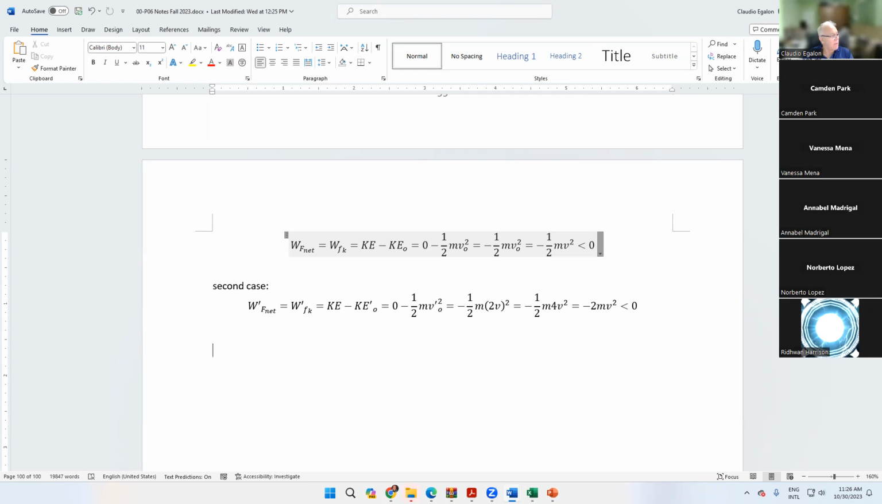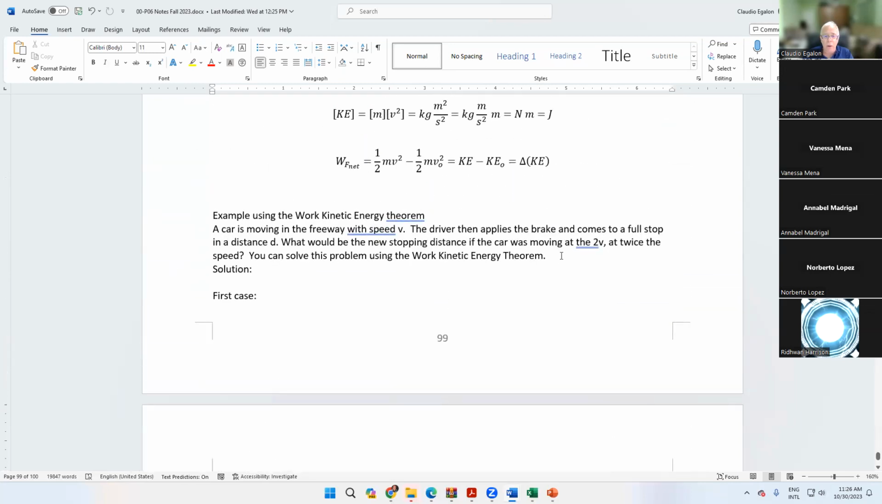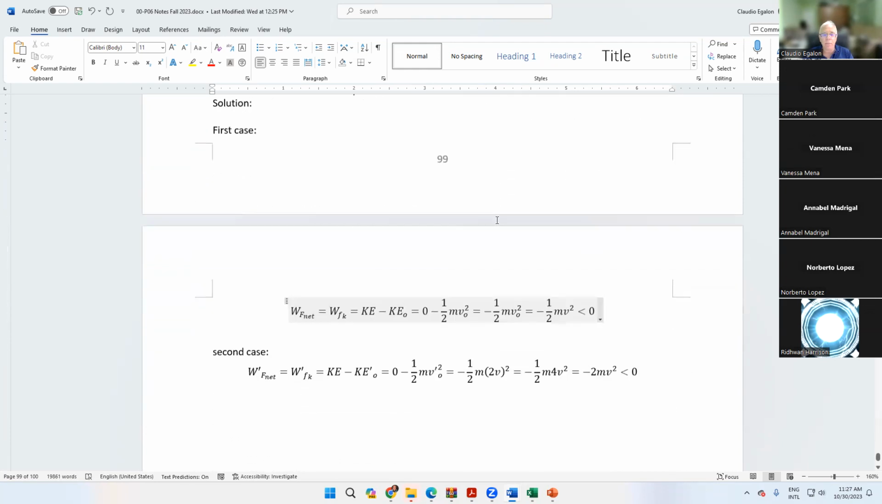What else? Now we go back to our definition of work. I'm going to put it here. Assume, well, it's important that I write it down here: assume that the force of kinetic friction is uniform and equal in both cases.